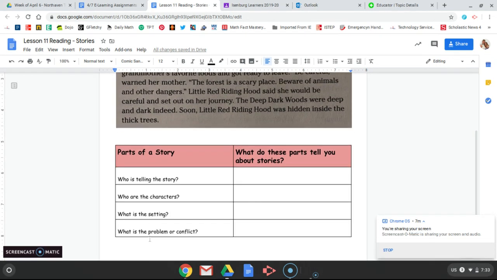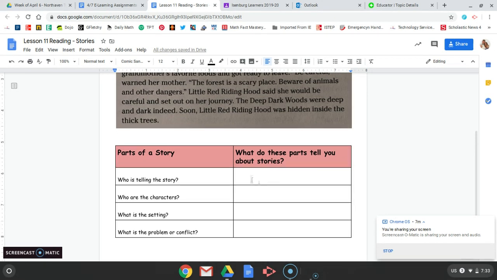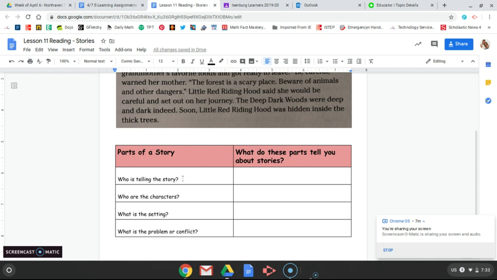So it says different parts of the story. So these are all the parts that a story should have. And then this side says, what do these parts tell you about stories? Okay, so it says, who is telling the story? Well, the part that tells about the story are characters. Or wait, sorry. Who is telling the story? That could be a character or a narrator. So characters or a narrator tell their view of the story.